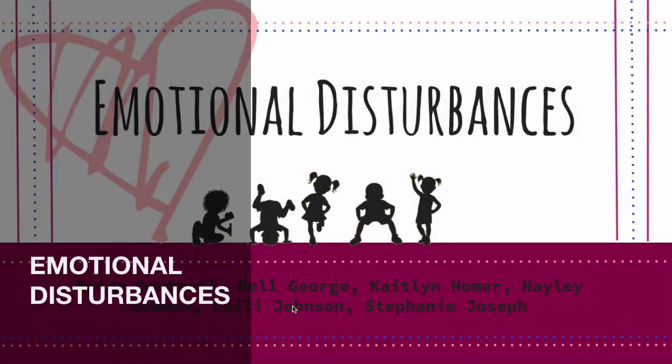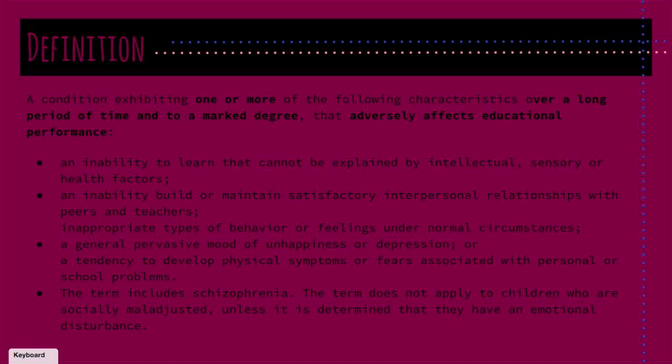Okay, so today what we're going to talk about is emotional disturbances. We would define this in a number of ways, but really it's any condition that exhibits one or more of the characteristics that we have listed here, which can include an inability to learn that can't be explained by intellectual, sensory, or health factors, an inability to build or maintain successful relationships with the people around them, inappropriate types of behavior or feelings, and just a general unhappiness or depression can also be one of the characteristics.